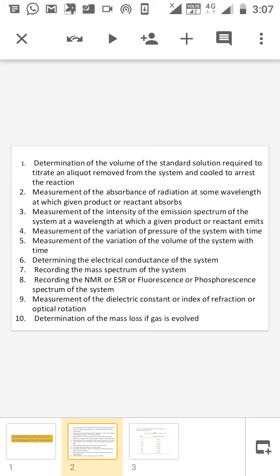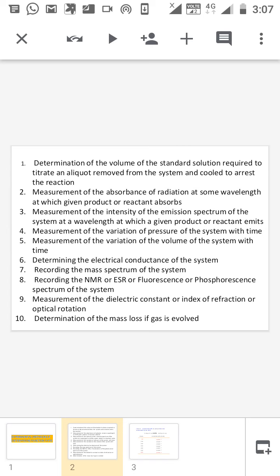For example, consider the hydrolysis of an ester using acid. First of all, you take 50 ml of the ester in a conical flask, then keep it in a separate room. After that, 5 ml of the ester is removed from the system and kept in a separate conical flask. Then arrest the reaction by using ice.